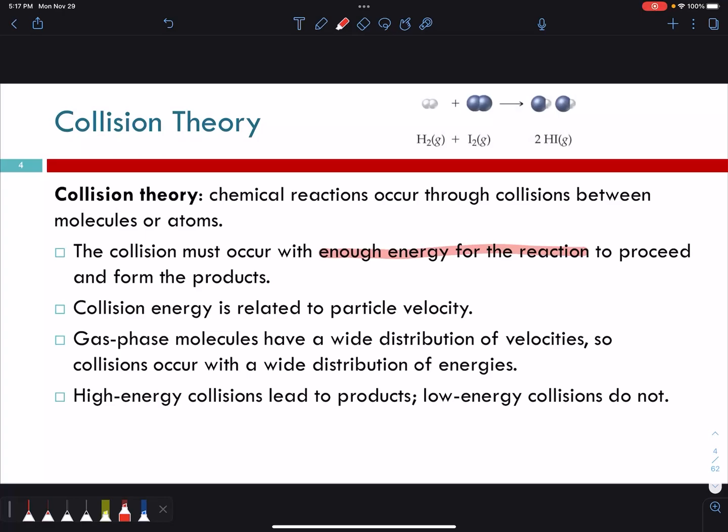Gas phase molecules have a wide distribution of velocities, so collisions occur with a wide distribution of energies. This is also that graph that I drew, with this sort of shape. And the reason that we're running out of helium is that some of those helium particles are going fast enough to leave Earth. High energy collisions lead to products, but low energy collisions do not. So they have to really run into each other.